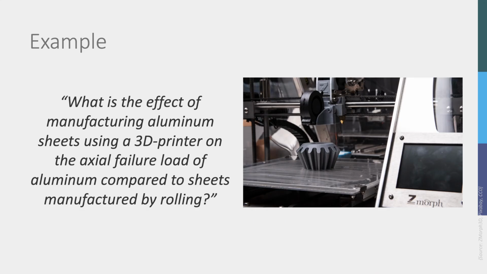Better will be, what is the effect of manufacturing aluminum sheets using a 3D printer on the actual failure load of aluminum compared to sheets manufactured by rolling?